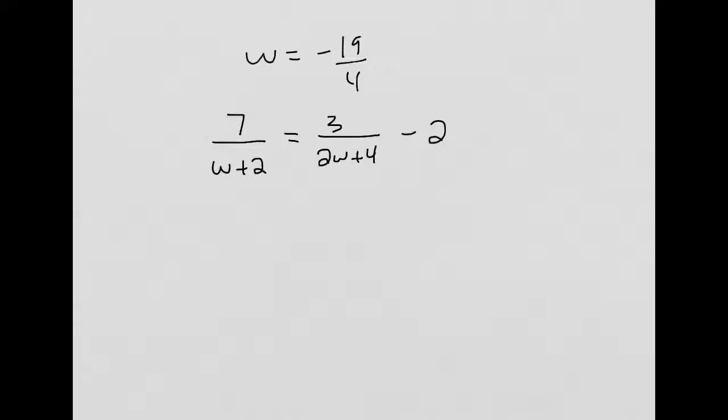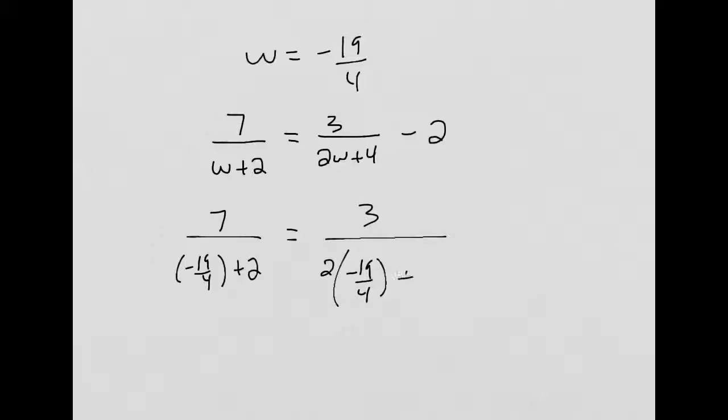Okay, so I've rewritten our original equation just below our candidate solution. So now I'm going to plug in negative 19 fourths for w. So if we do that on the left hand side, we get 7 over negative 19 fourths plus 2 equals, on the right hand side, I've got 3 over 2 times negative 19 fourths plus 4, and then minus 2. Okay. So we're going to cheat a little bit here. You certainly could carry through the calculations all the way to see if the left and right sides are equal to each other. But really what I'm most concerned about is that my denominators are not 0 in any case. So on the left-hand side or on the right-hand side.